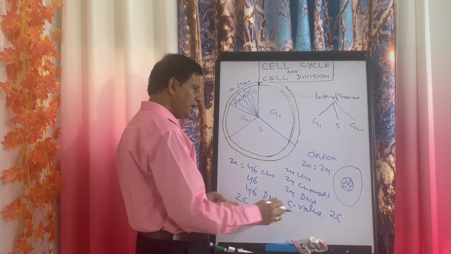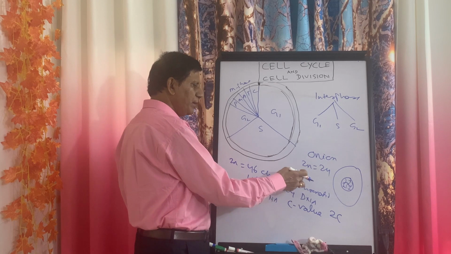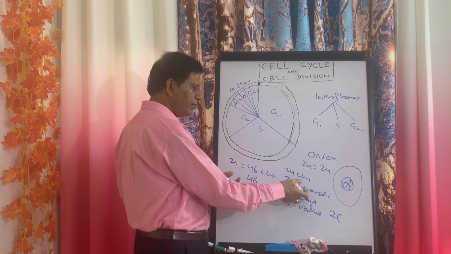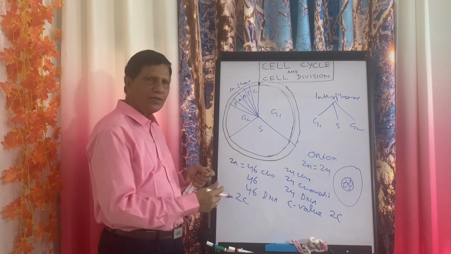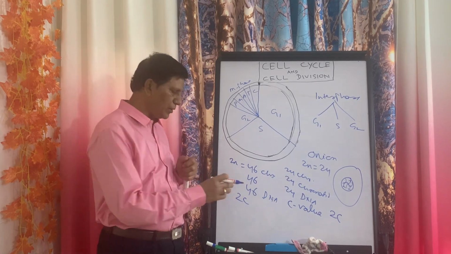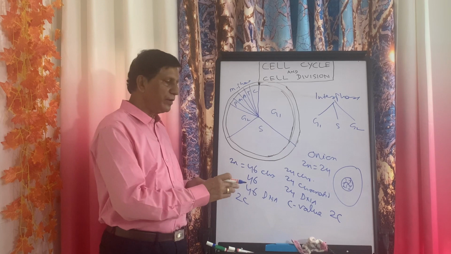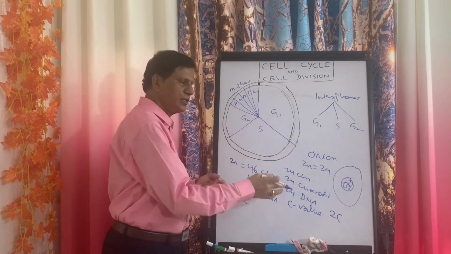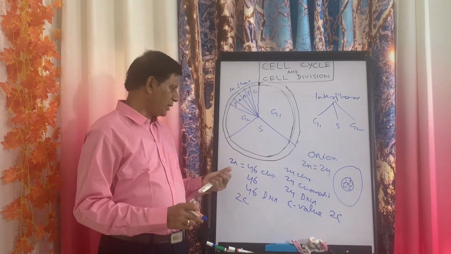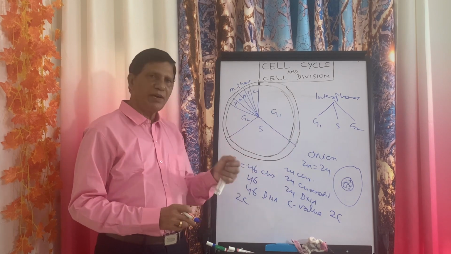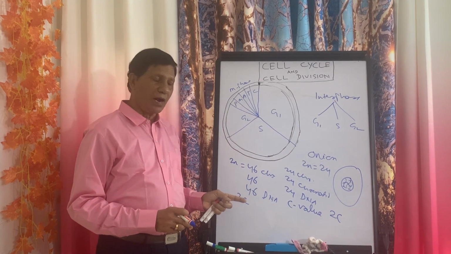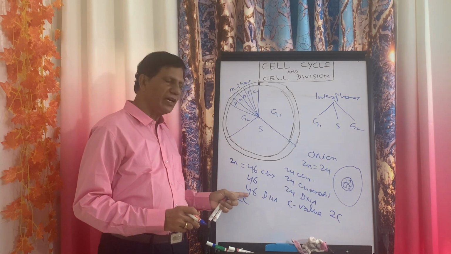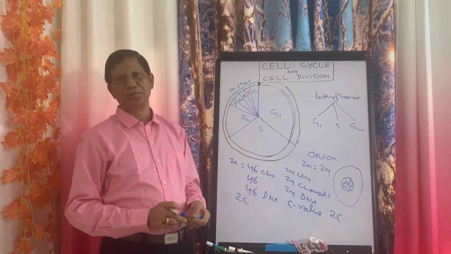But this 2C and that 2C are different, because the haploid set is different here, so its weight will be different. Here haploid is n, so its C value will be different. I have written 2C because 2n. That doesn't mean that the 2C is the same. It depends: 2n is a number, while C is the C value, the weight of the DNA. So this is known as the C value. And in each chromosome there is a single DNA molecule.